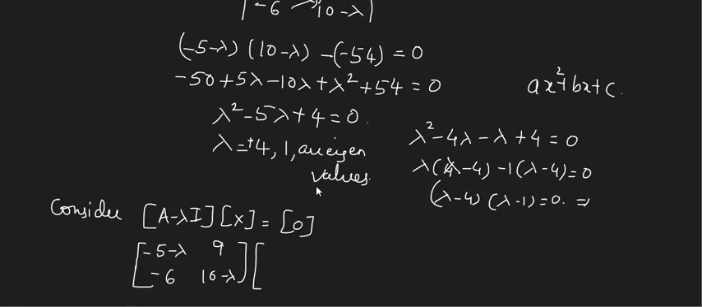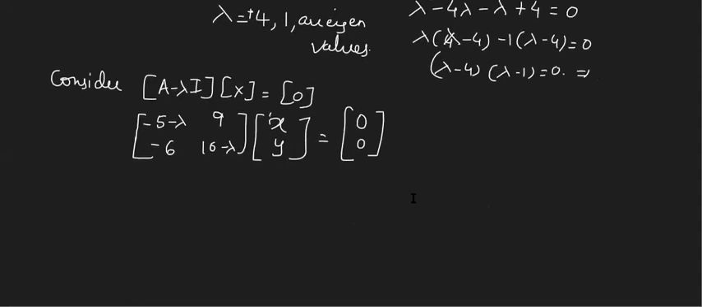Now tell me, what is the order of A? 2. So you take X as having 2 elements. Take them as XY, or X1, Y1. Better I'll take XY. If it was of order 3, I would have taken XYZ. It should be a column matrix, equal to a 0 matrix. Whatever number of elements you have written for X, the same number of zeros you should write here. So I write 0 and 0.